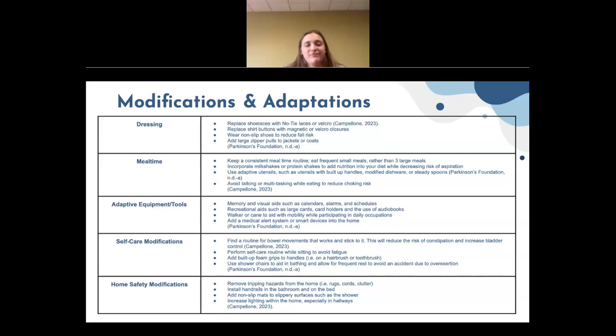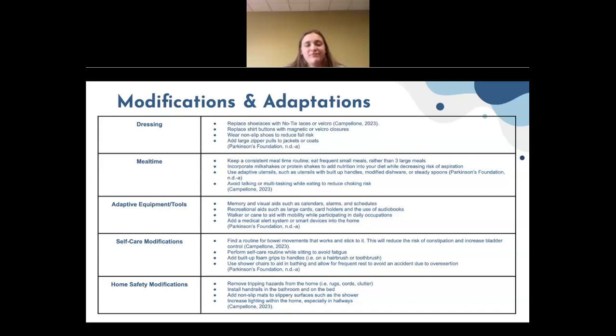For self-care modifications, it's looking a lot at different ways within the bathroom to make sure that you're still performing the hygiene that you need. So the first one is creating a routine for bowel movements. Individuals with Parkinson's disease tend to experience constipation quite frequently, so making sure that you're on a very consistent schedule. And then one of the recommendations is also just to take your time. So cut out time to be in the bathroom, even if it doesn't feel like you have to go, keeping very regular within that schedule. It's just going to increase bladder control and bowel control.